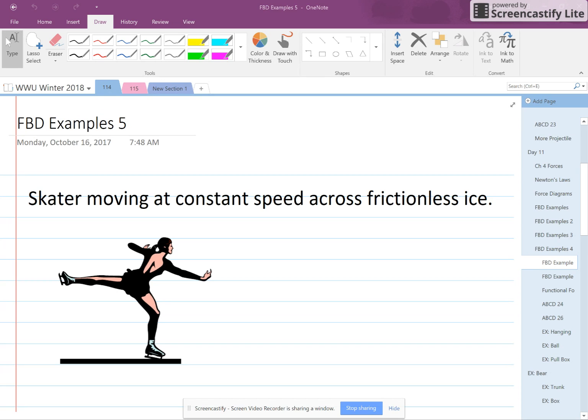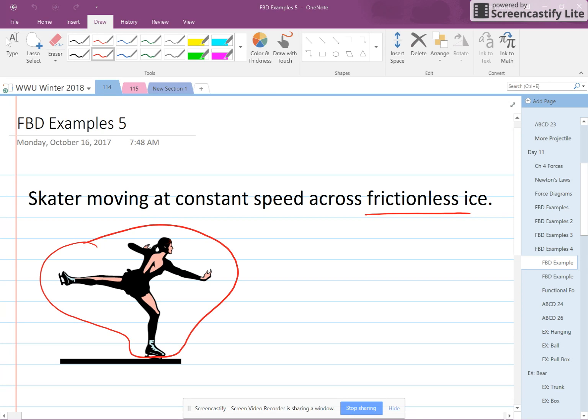So we have our first example here. We have a skater moving at a constant speed across frictionless ice. As we were doing in class the other day, the first general strategy is to draw a circle around the object itself. We then want to identify any place in which our object, which is the skater, is contacting anything else. And that seems to be only happening in one place, which is where the skates are touching the ice.